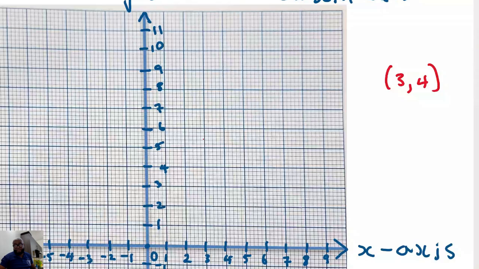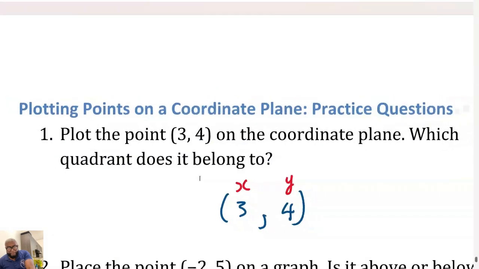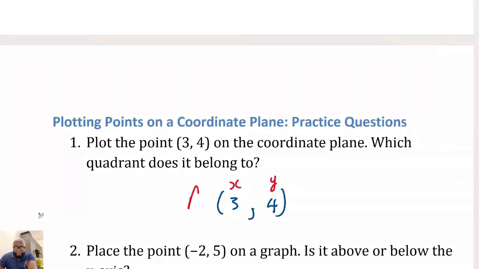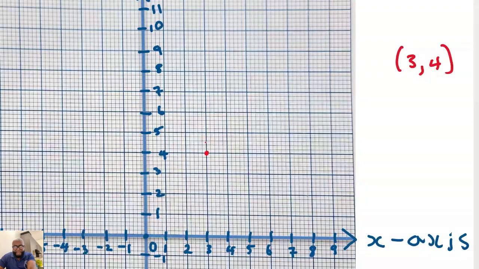So that point would actually be 3. You come up until you are in line with 4. That point would be here. Let's give it a name. I'll call it A. So we're going to label that point capital A. Capital A is here. Plot that point.